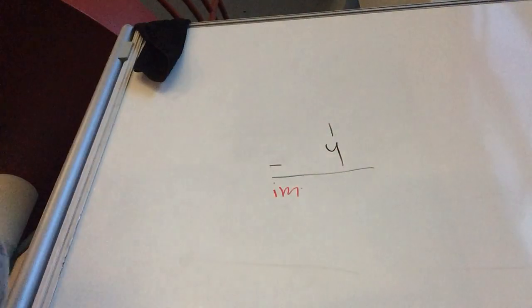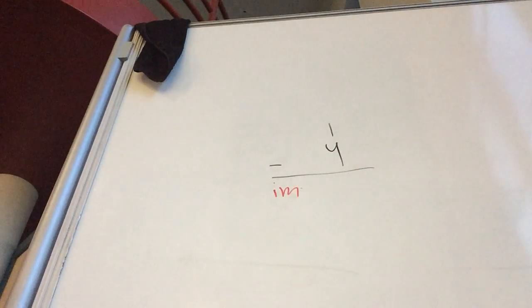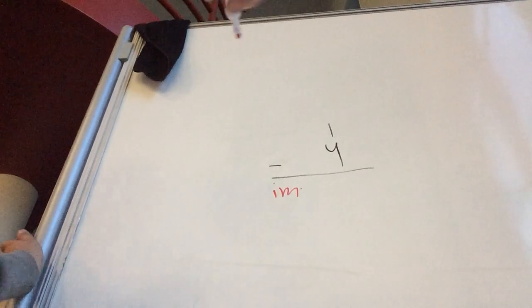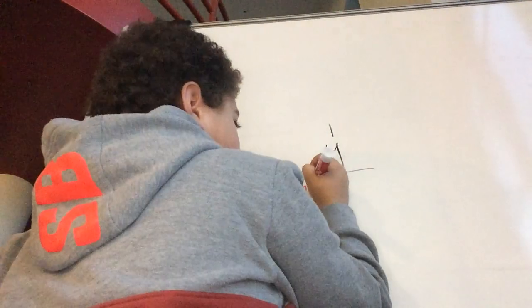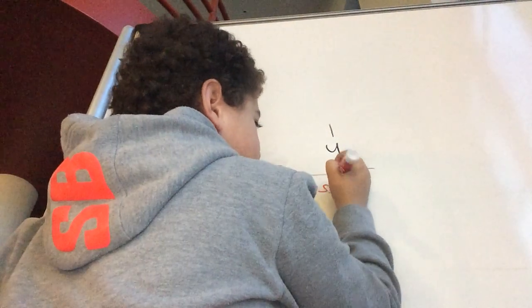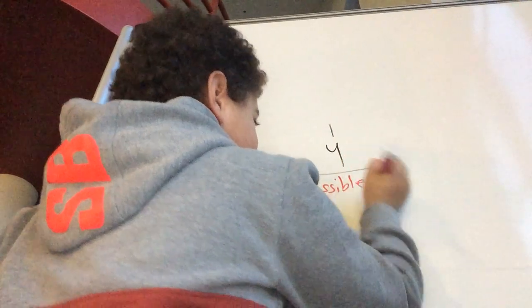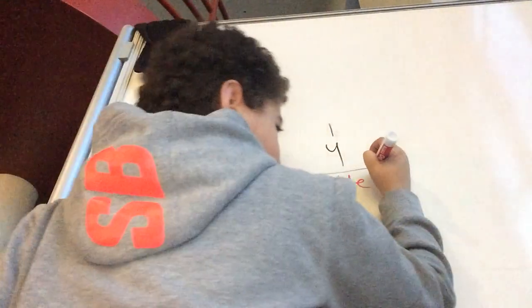Wait, Daddy, is impossible spelled with an M or an N? M. Okay, impossible. Impossible with a big red exclamation mark if you're in the 4th grade.